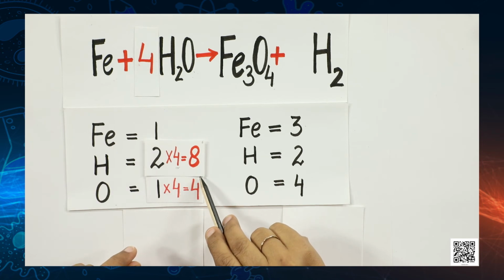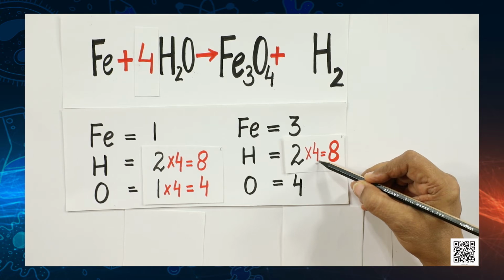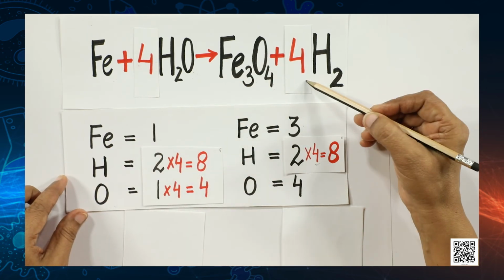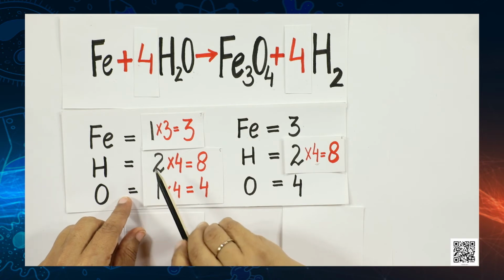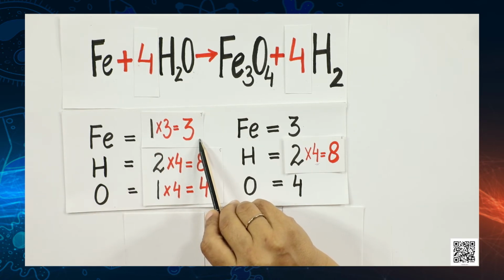So, we need to balance the hydrogen on the right hand side also. Okay. So, let us multiply this also with 4 and add a coefficient 4 here in front of this hydrogen. So, here we write a coefficient 4. So, this is a partially balanced equation. We still need to balance iron on both the sides, which is quite simple. Let us multiply iron with 3. Here we go. So, now you can see that all the atoms of each element on both the sides are balanced.